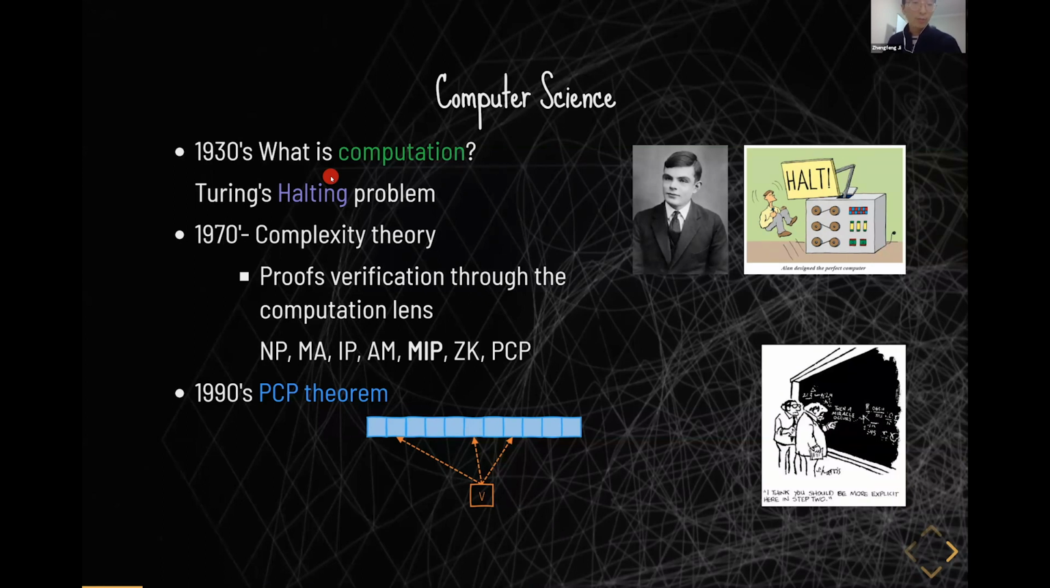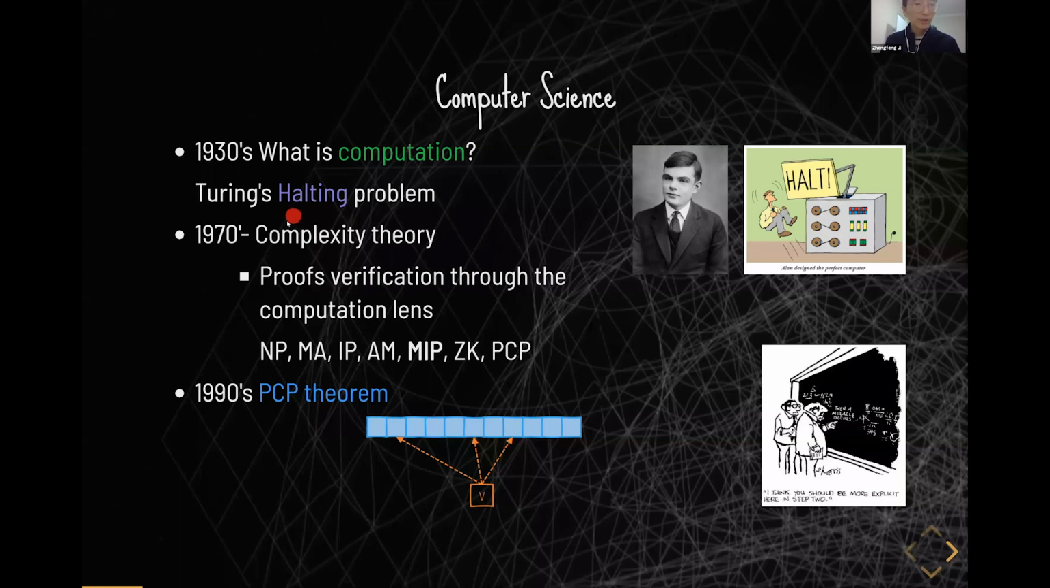A very simple problem is called the halting problem: given an algorithm, or given a Turing machine, whether it halts or not. That is undecidable. There's no algorithm that can solve this simple problem.